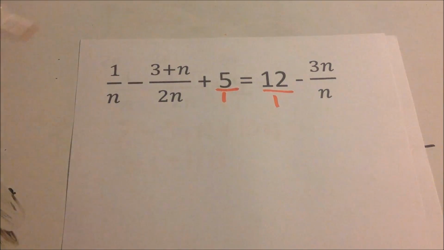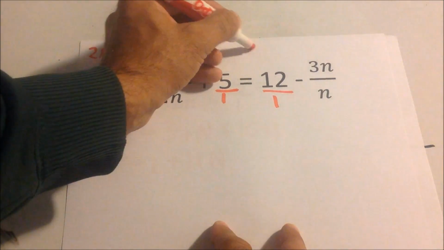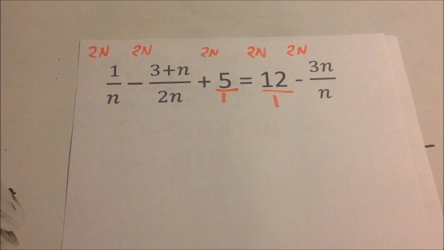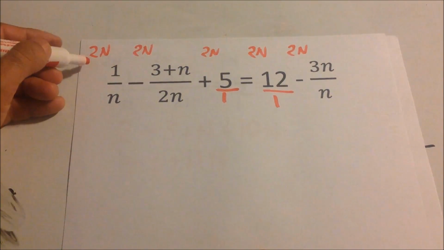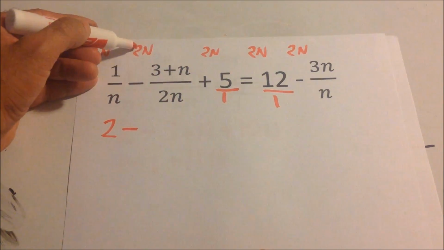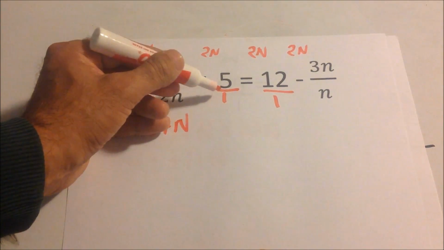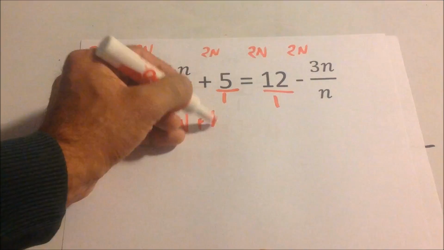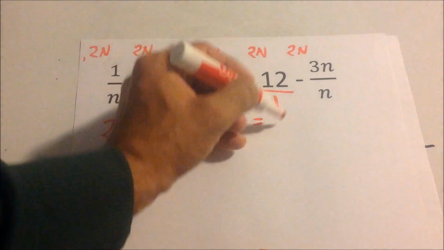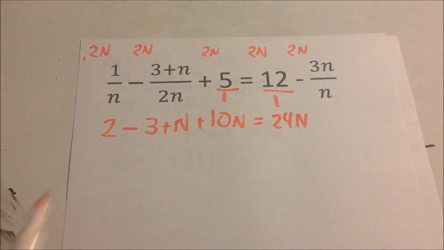Right, well, 2n. So we'll put 2n up here, 2n, 2n, 2n, 2n. That's the lowest common multiple. Okay, so n goes into 2n twice, and 2 times 1 is 2, just like before. 2n goes into 2n once, so we'll just have 3 plus n. 1 goes into 2n 2n times, so we'll have 10n. 1 goes into 2n 2n times, so we'll have 24n. 2n times 12 is 24n.